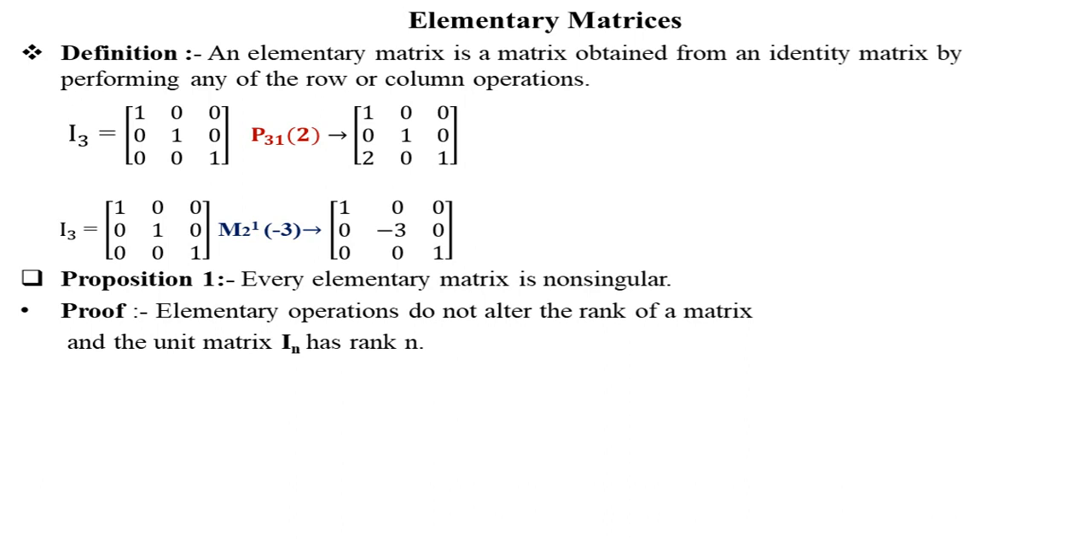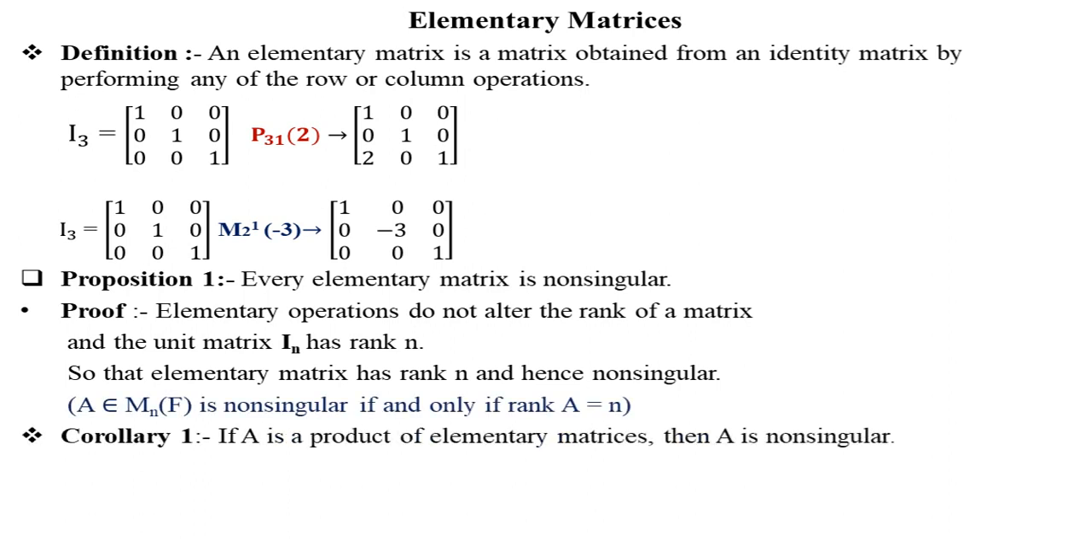And the unit matrix In has rank n. In general, instead of I3 we take In, that is the n by n identity matrix, which clearly has rank n, because I3 has rank 3, similarly In has rank n. So the rank is unaltered and the unit matrix has rank n. So we get that the elementary matrix also has rank n, therefore it is non-singular. We already know that A belongs to Mn of F is non-singular if and only if rank A is n. We used this as a corollary. If A is a product of elementary matrices, then A is non-singular.